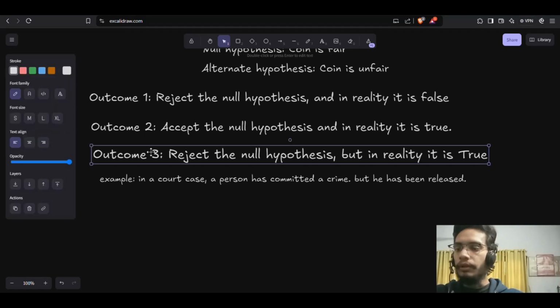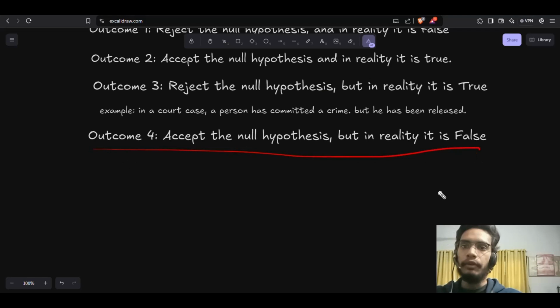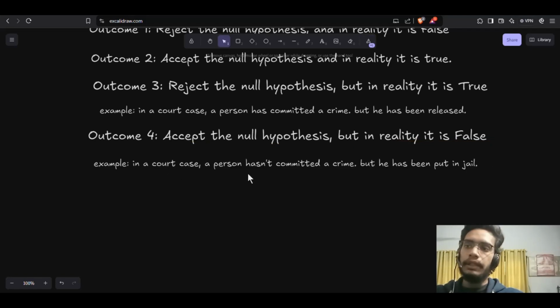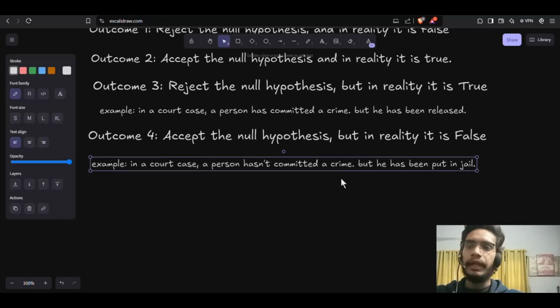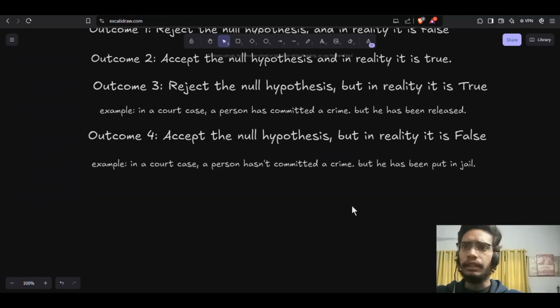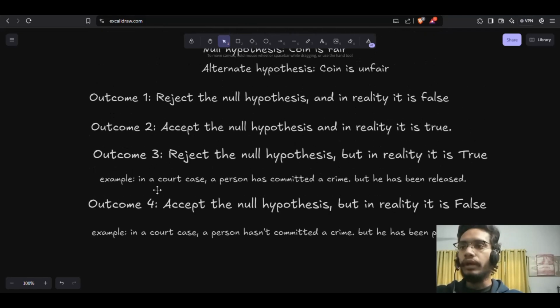So outcome number 4 could be that we accept the null hypothesis, but in reality it is false. So in a court case, a person hasn't committed a crime, but he has been put in jail. There are many cases like when a person is not wealthy or he's poor or he's not in power. So he hasn't committed a crime, but he has been put in jail, right? Or he has been awarded a death sentence, right? So these would be the 4 outcomes.